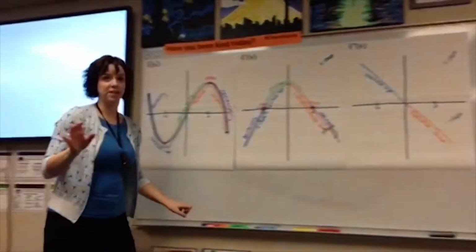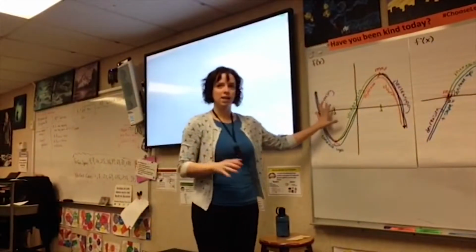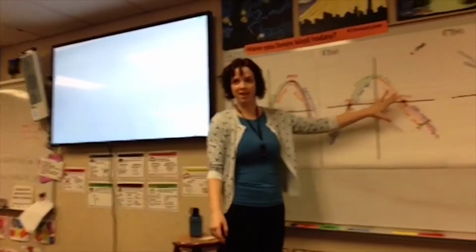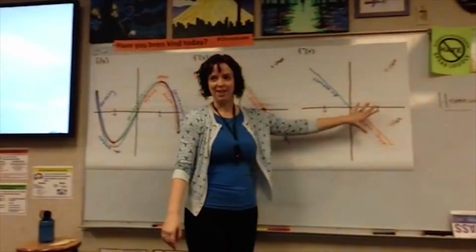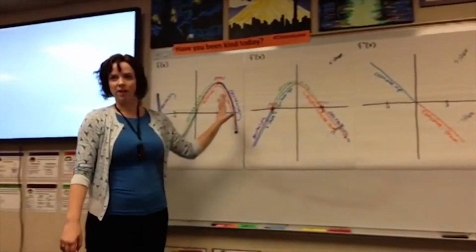Okay, we have one more word to discuss, but something I want you to notice here. What kind of function do you think this is representing? X cubed. What do you think this is representing? X squared. And what do you think this is representing? X, so linear. So what's happening? What happens when you take the derivative?